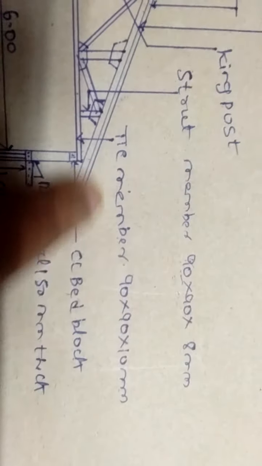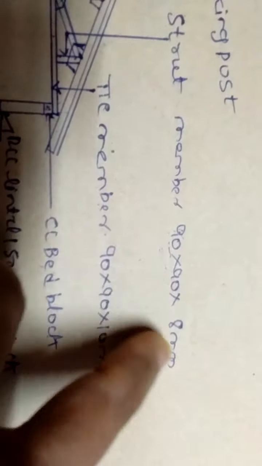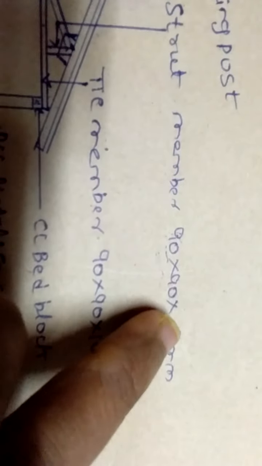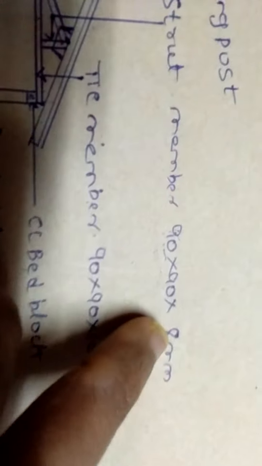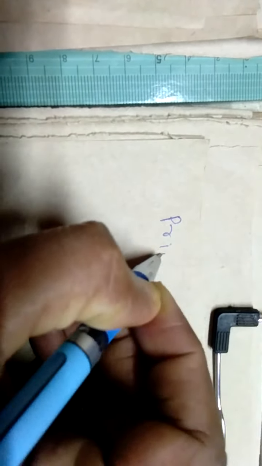As we have seen, the strut member, tie member, and principal rafter all are of the same sizes. You can take 90 by 90 by 10 mm. So here they have taken 10, here they have taken 8. You can classify this also as 10 mm. So I will take the principal rafter as 90 by 90 by 10.